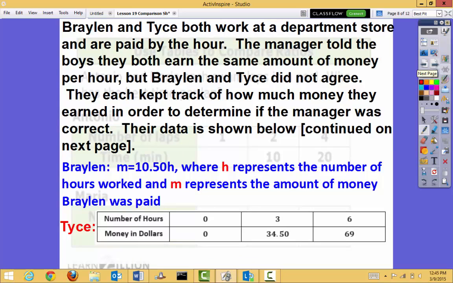Braylene and Tice both work at a department store and are paid by the hour. The manager told the boys that they both earn the same amount of money per hour, but Braylene and Tice do not agree.